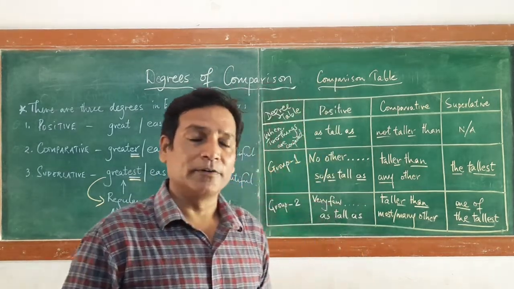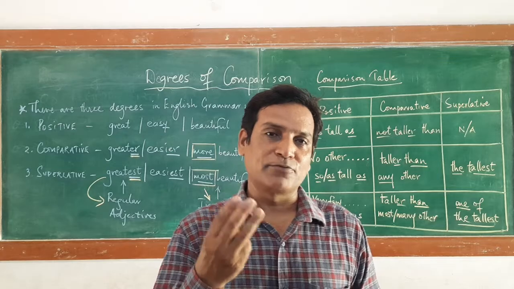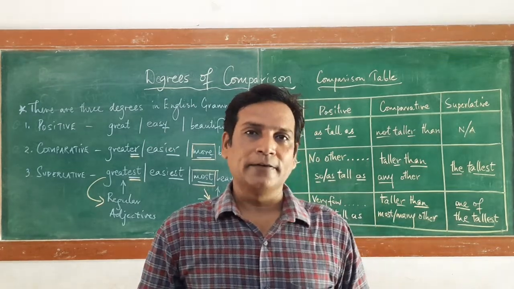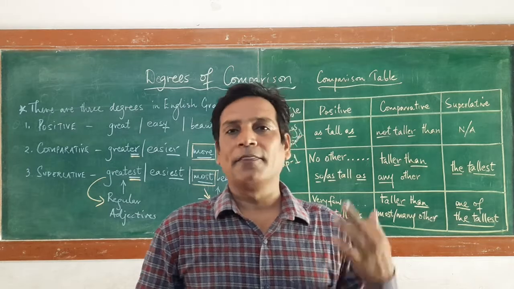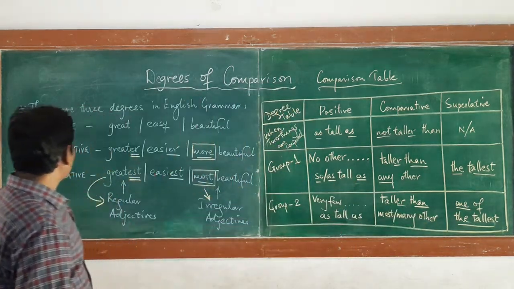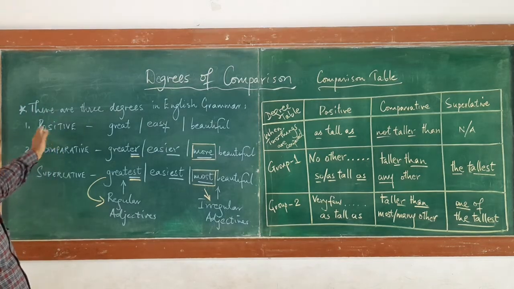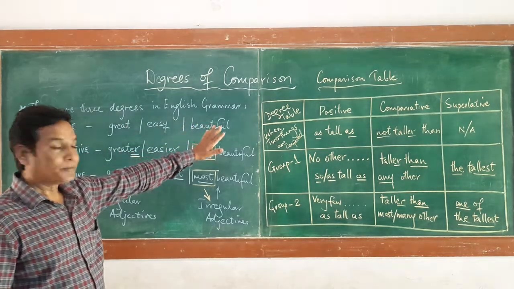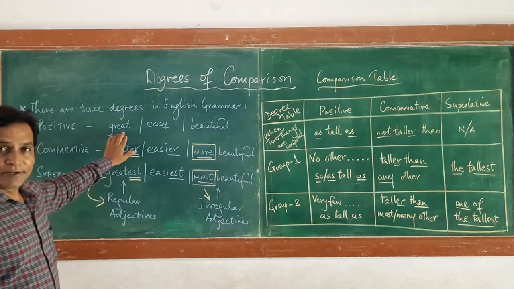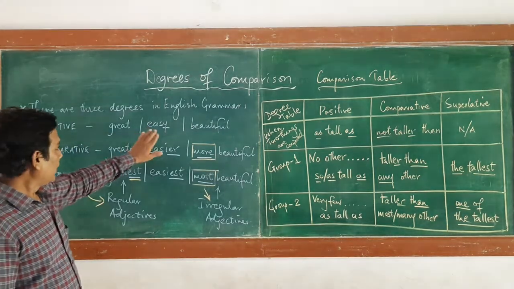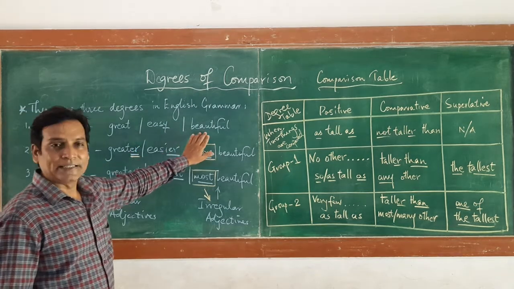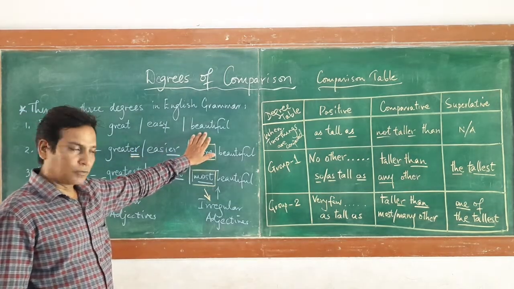Now in English grammar, we have three degrees. The first one is the positive degree, the second the comparative degree, and the third one is the superlative degree. As you can see here with the examples given, there are three degrees in English grammar. First one is positive. We take an adjective, that is great. A second adjective I have taken, easy. And the third adjective that I have taken is beautiful.